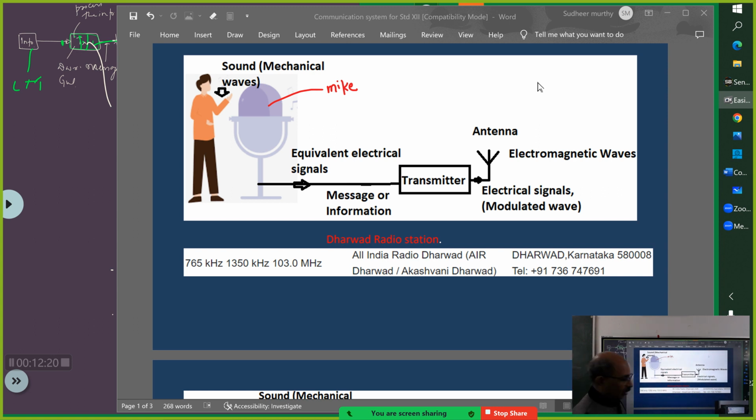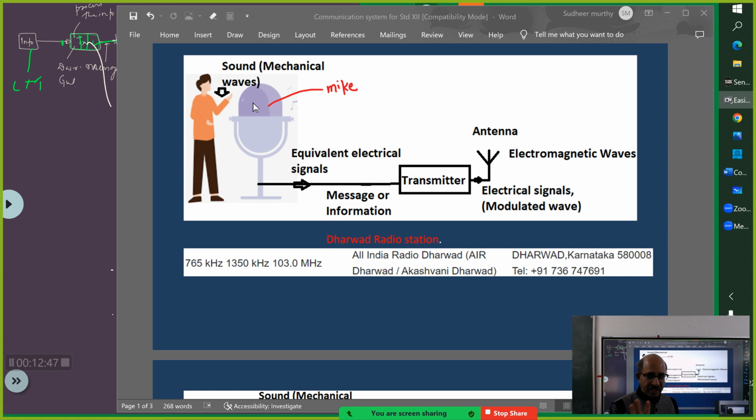Yes, sir. So you can see here, there is a microphone. What you see here is sound waves. In the microphone, there is something called a transducer. There are different transducers; in this case, one particular transducer is used. What will the transducer do? It will convert the sound signals into equivalent electrical signals.